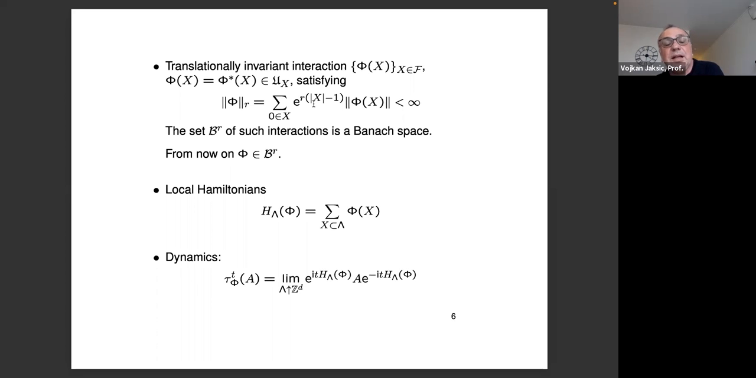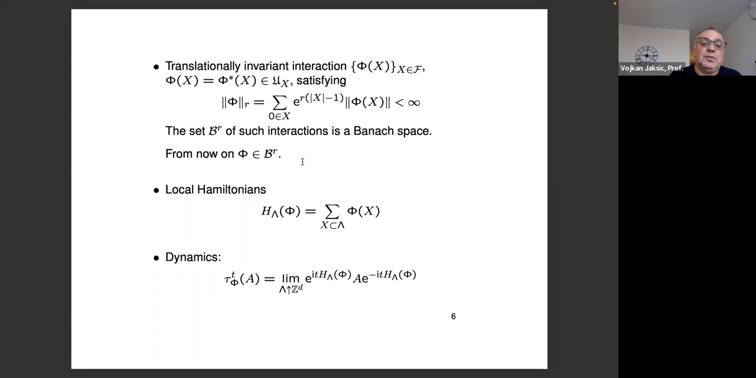Let me introduce a local Hamiltonian. Once we have the energy of a configuration, we can introduce a local Hamiltonian. We fix a box, and then the local Hamiltonian of the box is just the sum over the energies of all configurations x that are contained in the box. That is just the sum over x contained in lambda of phi of x. And once we have a local Hamiltonian, we also have a dynamics.